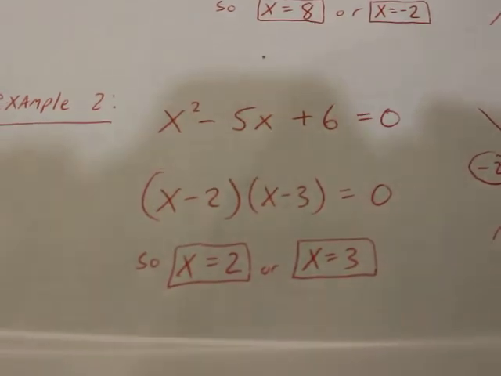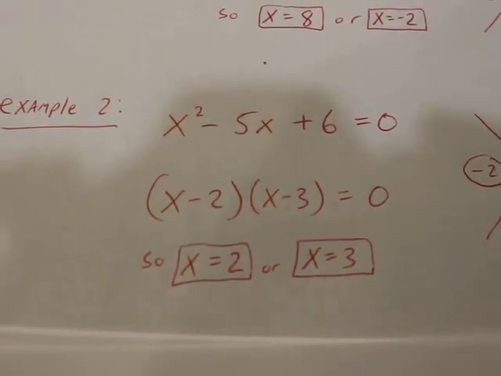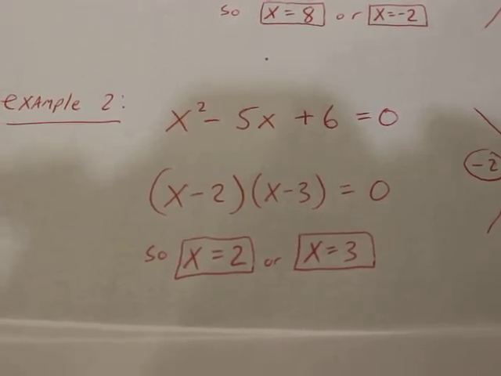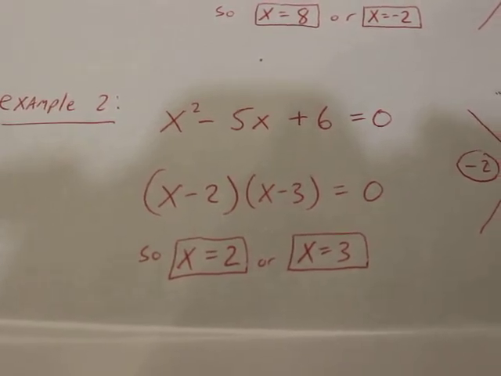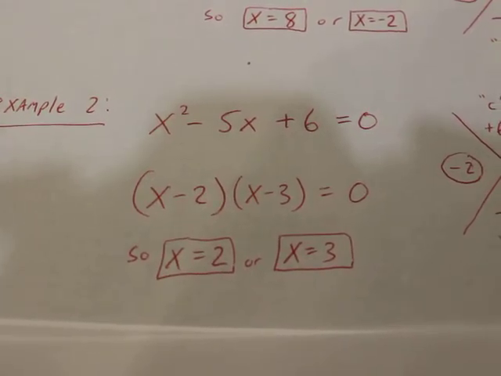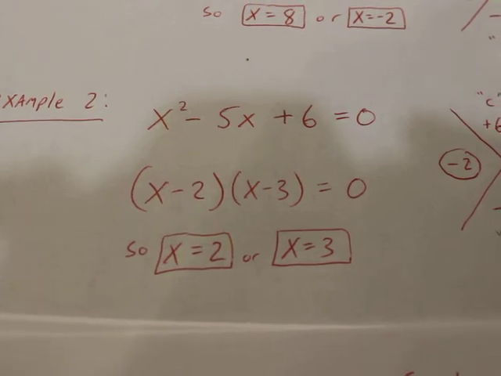Pop those into my binomials, x minus 2 and x minus 3. And what makes each of those equal 0? So 2 minus 2 gives you 0, and 3 minus 3 gives you 0. So there's two solutions, 2 and 3.